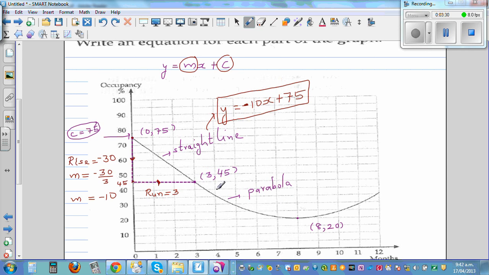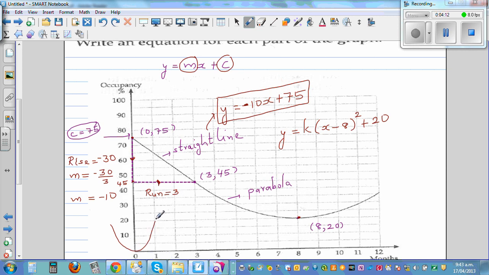For this part of the graph, you have this vertex. The lowest occupancy is 20, and it happens in the 8th month. By looking at the vertex, we can write the equation as y equals k, a constant, times x minus 8 the whole squared, plus 20. The basic parabola has been translated 8 to the right and 20 up.